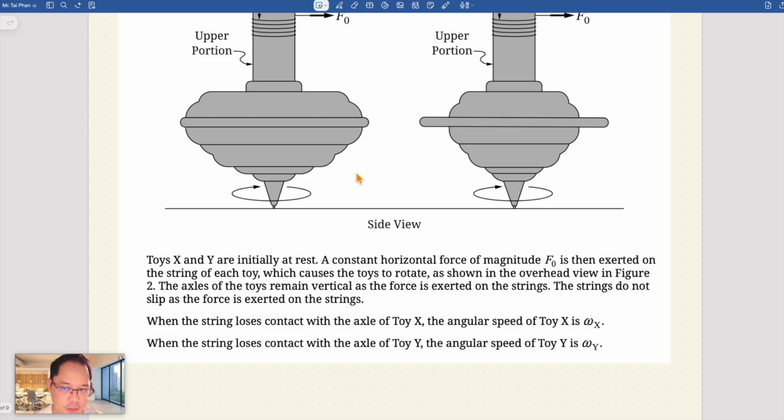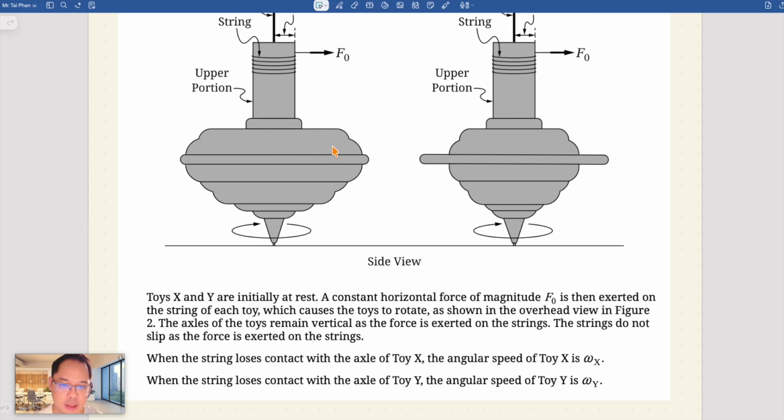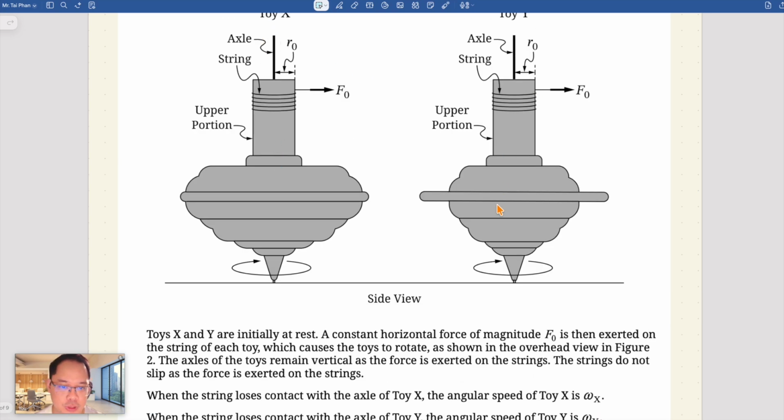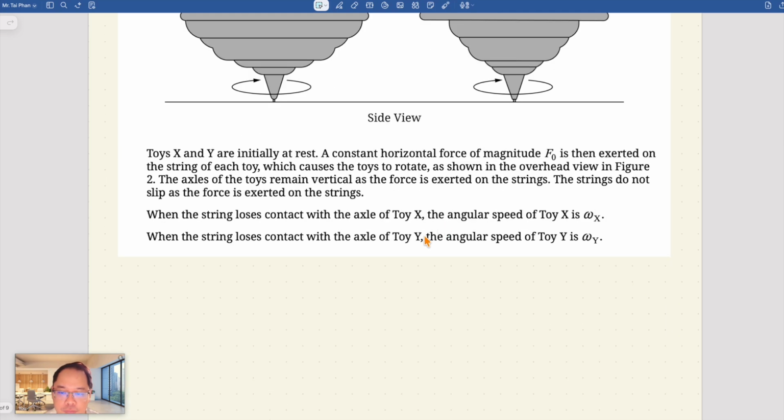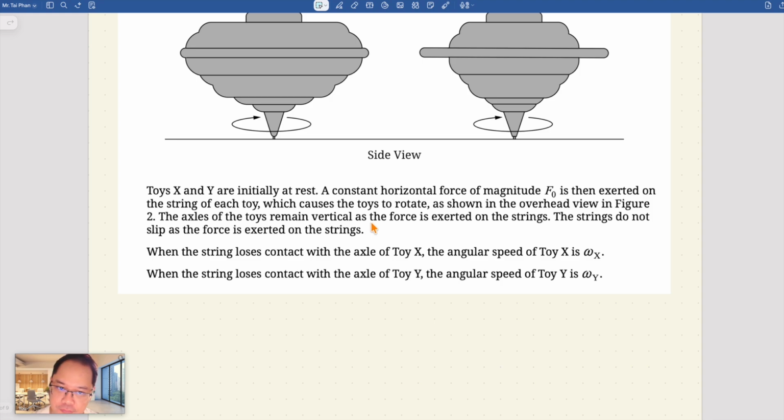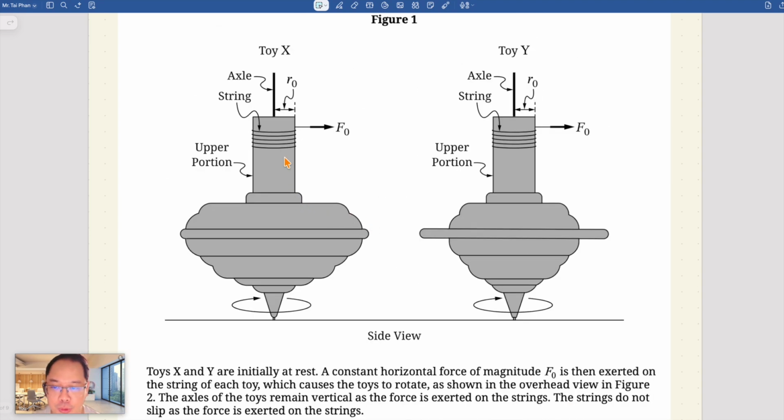Because we cannot solve the problem when the toys are not stable, they wiggle, they tilt, and the axle of rotation is not perfectly aligned vertically, okay? The string does not slip as the force is exerted on the string, which means that the distance that a point on the toy rotates is the same as the length of the string that unwinds, okay, unwinding.